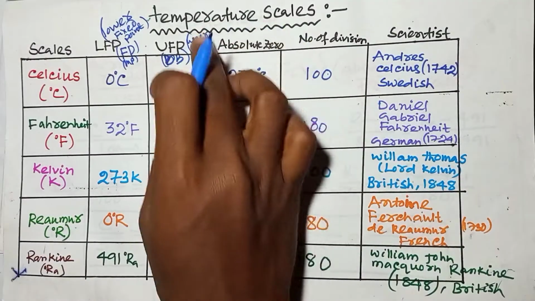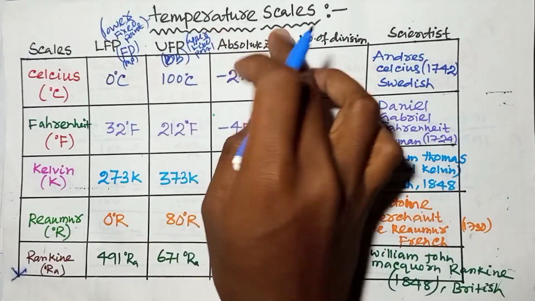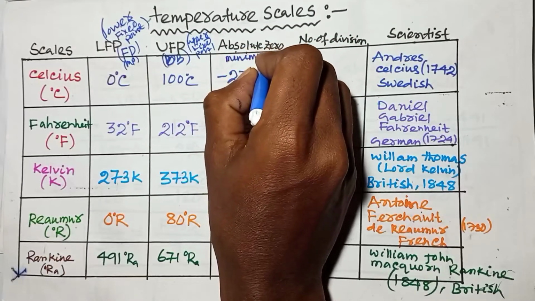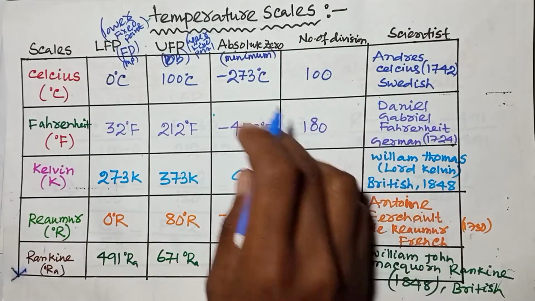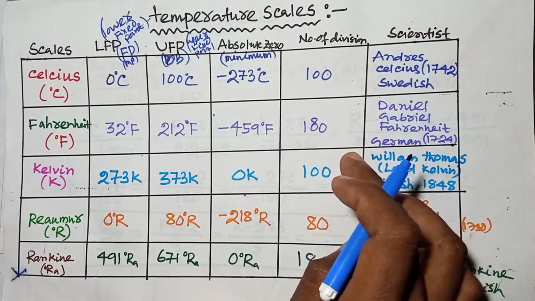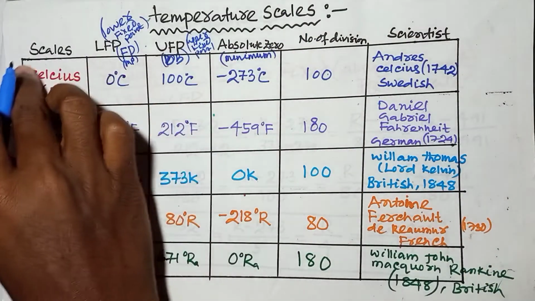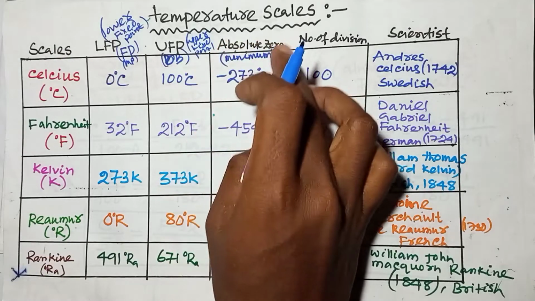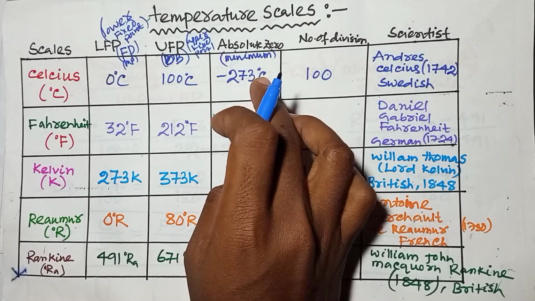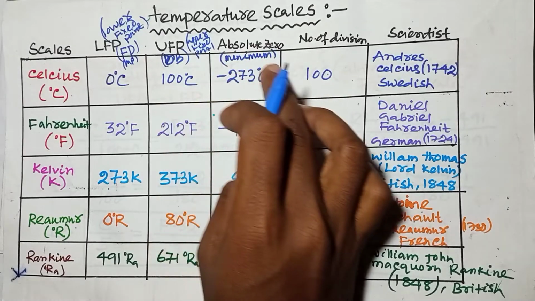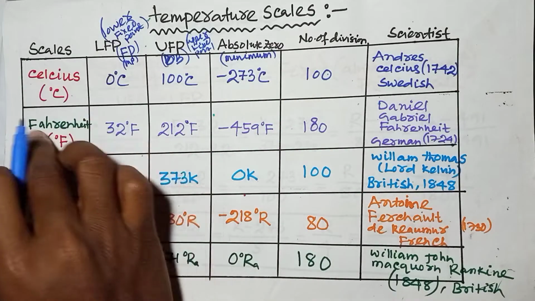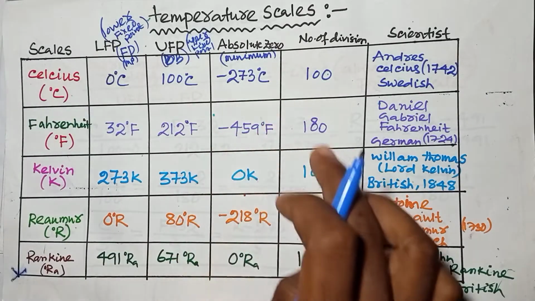And there is the absolute zero temperature. Absolute zero temperature means the minimum temperature which can be measured by these scales. So in Celsius scale, the absolute zero temperature is minus 273 degrees centigrade. That means we can measure a minimum of minus 273 degrees centigrade. In Fahrenheit scale it is minus 459 degrees Fahrenheit.